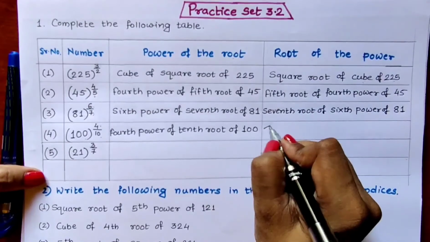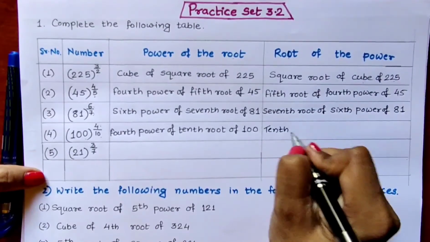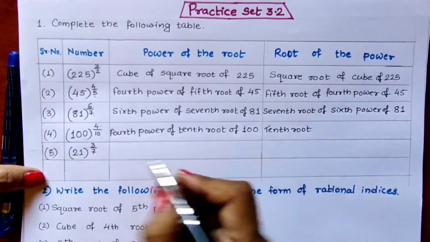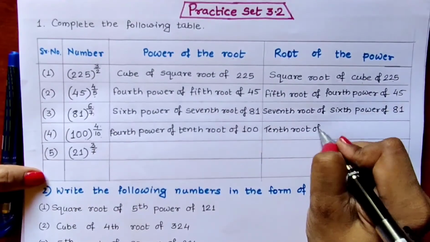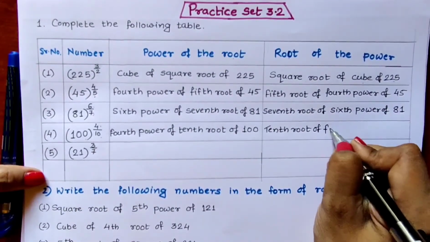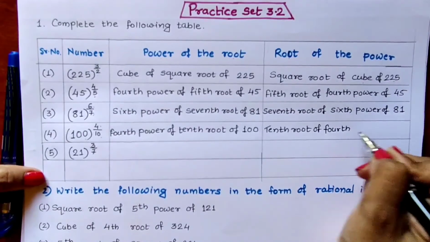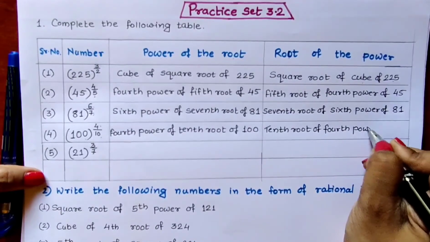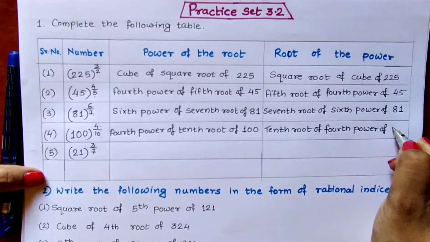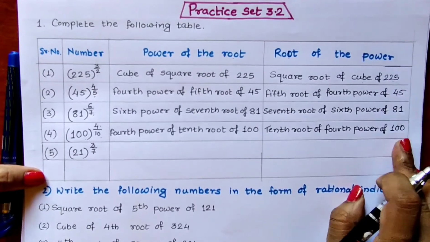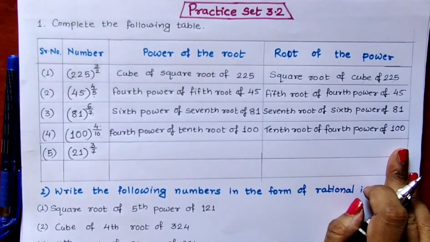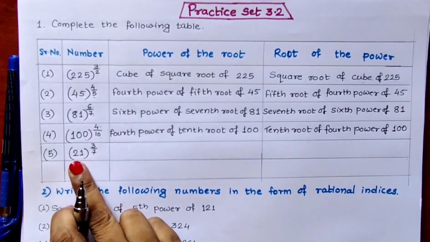So it is the 10th root. Then we have to write the power of 4th power of base 100. The base we write in the number only. We don't write the spelling of the base. Now let us see the next one.